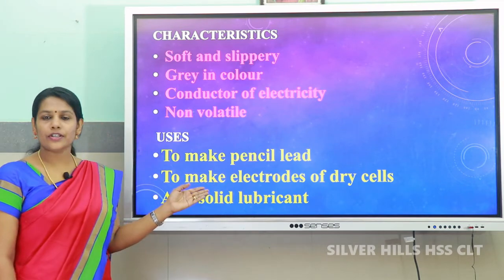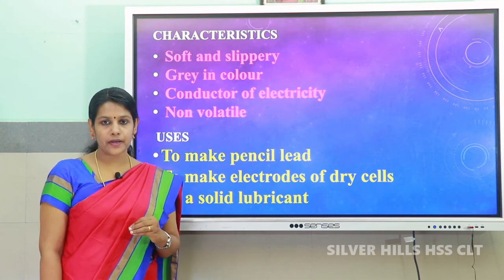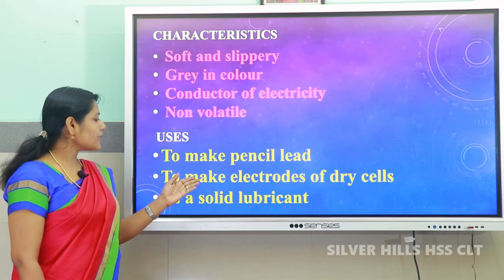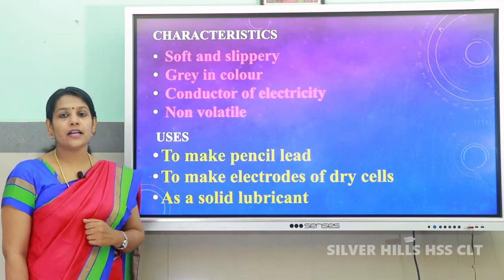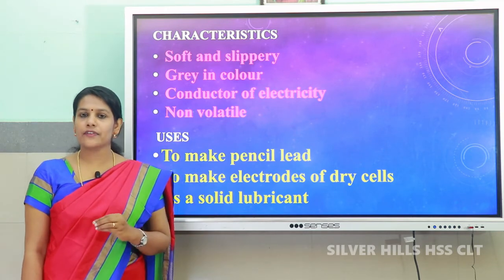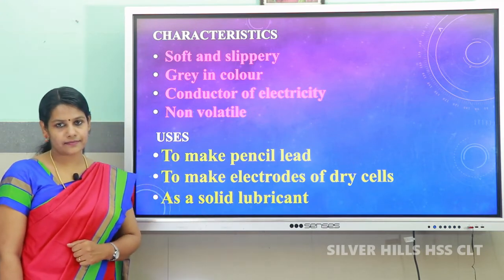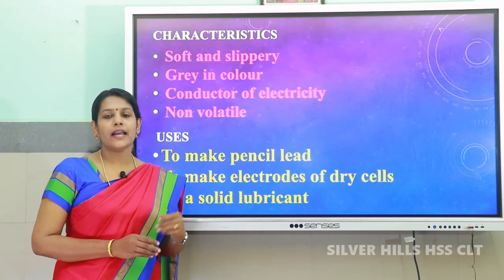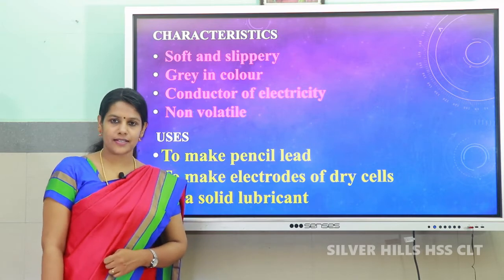Now the uses. Graphite can make marks on paper, so it is used to make pencil lead. Then second use is it is used to make electrodes in dry cells. We know that because of the presence of free electrons, it is a very good conductor of electricity, so it is used to make electrodes in dry cells. Then the last one is it is used as a solid lubricant. It is because of its slippery nature, it is used as a solid lubricant.